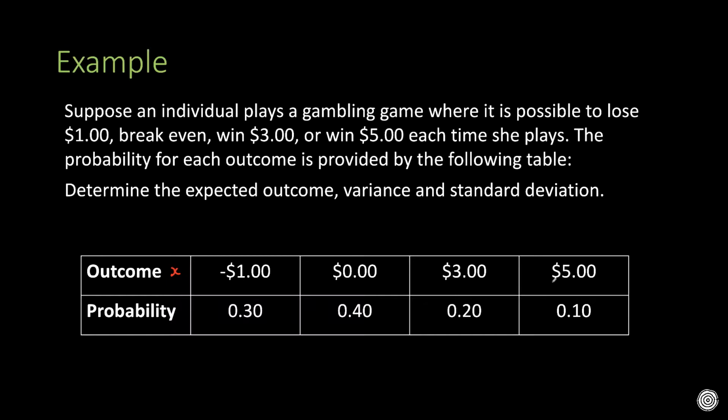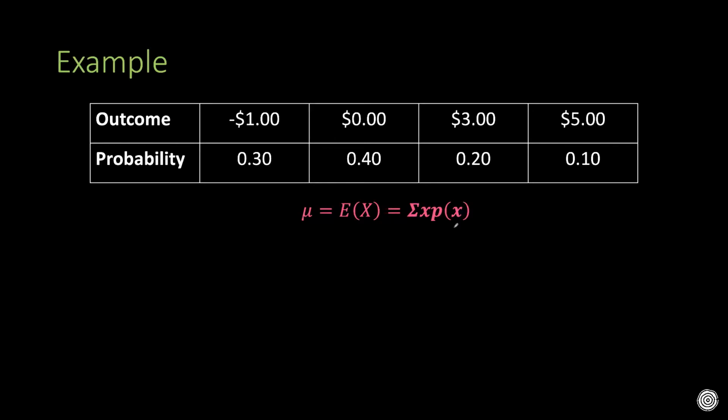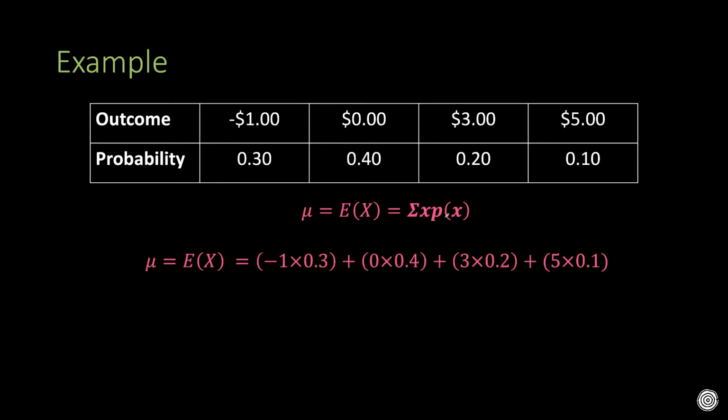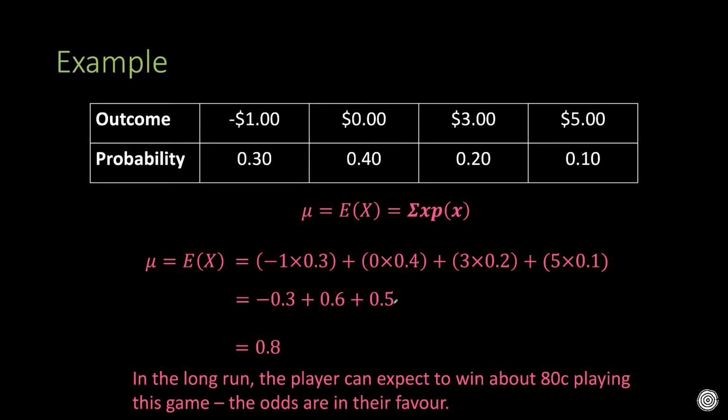Okay, let's determine the expected outcome. The formula for the expected outcome is the sum of my values multiplied by their probabilities. So I'm going to do minus 1 times 0.3, plus 0 times 0.4, plus 3 times 0.2, plus 5 times 0.1. That gives me minus 0.3 plus 0.6 plus 0.5, leaving me with 0.8. This means the player can be expected to win about 80 cents. That's how we interpret that information, and therefore we also say that the odds are in their favor.